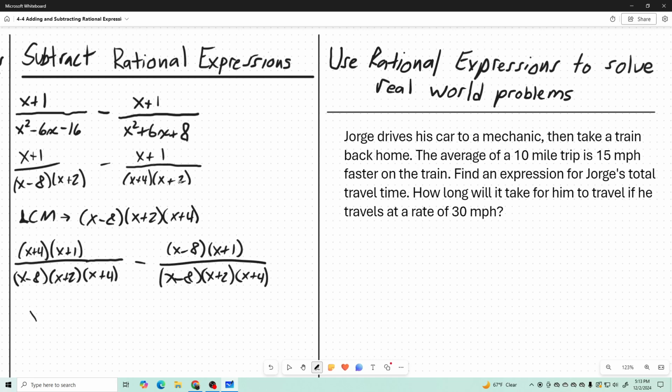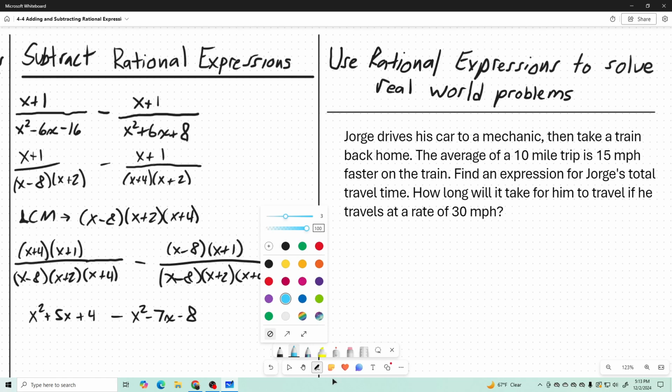Okay, so now we have to FOIL the top. So over here we're just dealing with numerators now. So we're going to have x squared plus 5x plus 4. And then minus, over here, we have x squared minus 8 and 1 is going to be minus 7x. And then minus 8. All right. And just like before, we just have to combine like terms now. That's all we have to do.